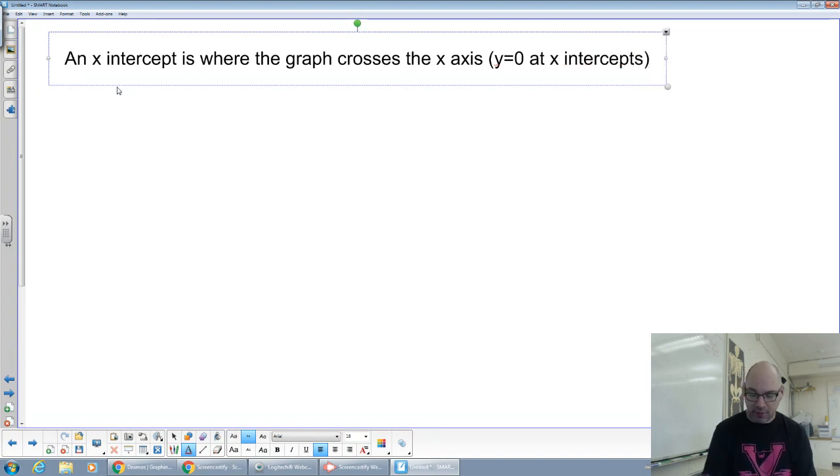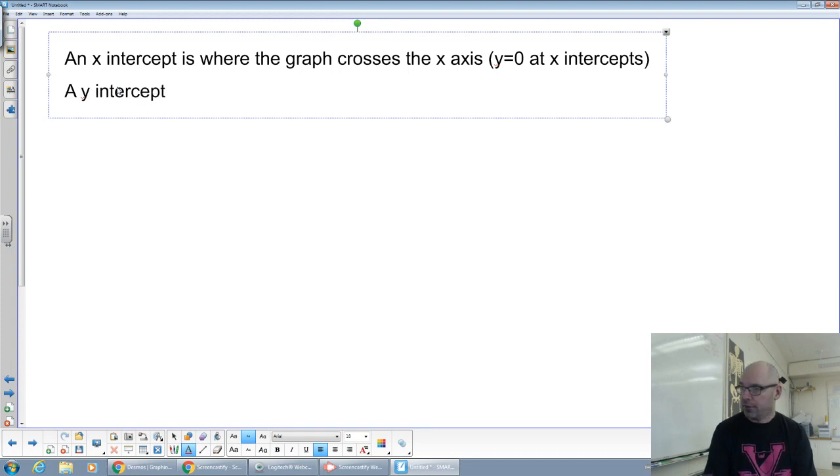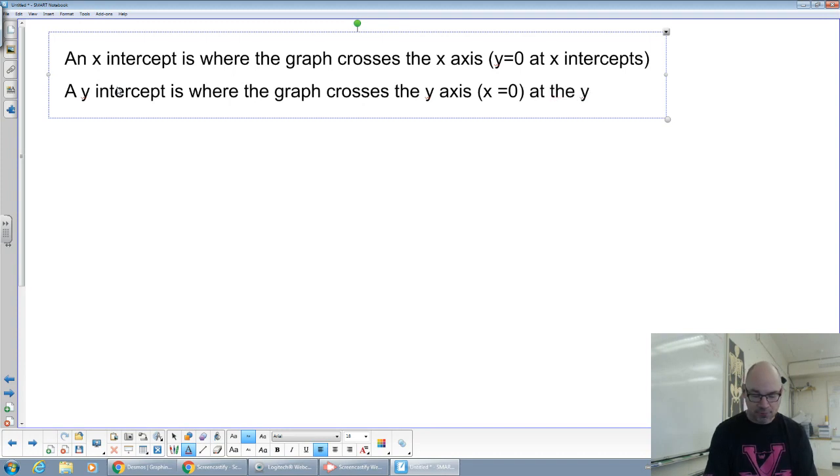Okay, and along with that, a y-intercept is where the graph crosses the y-axis. Okay, x equals 0. The y-intercept.